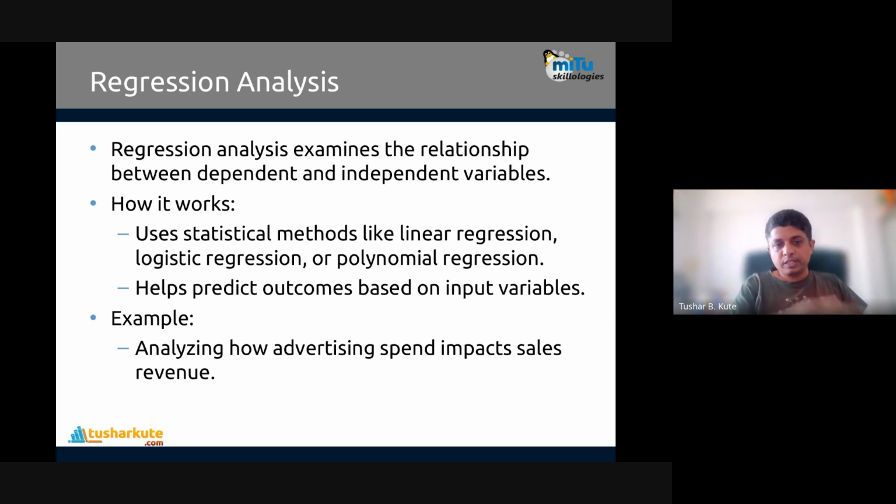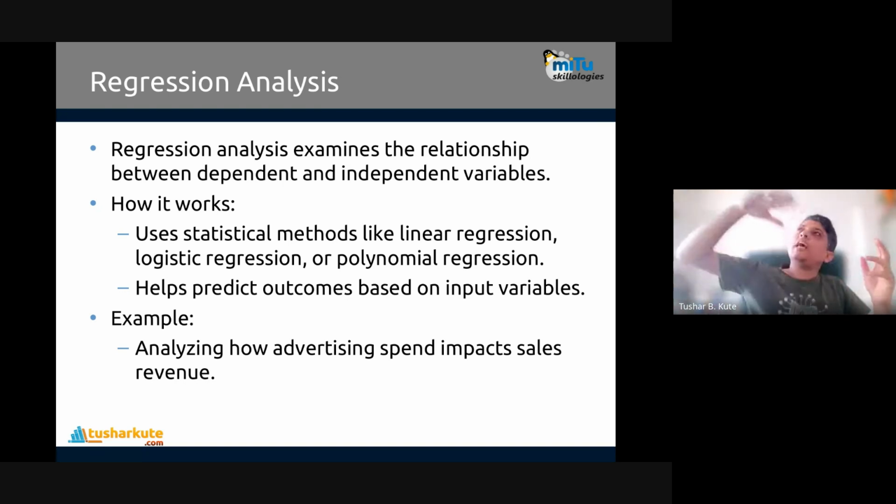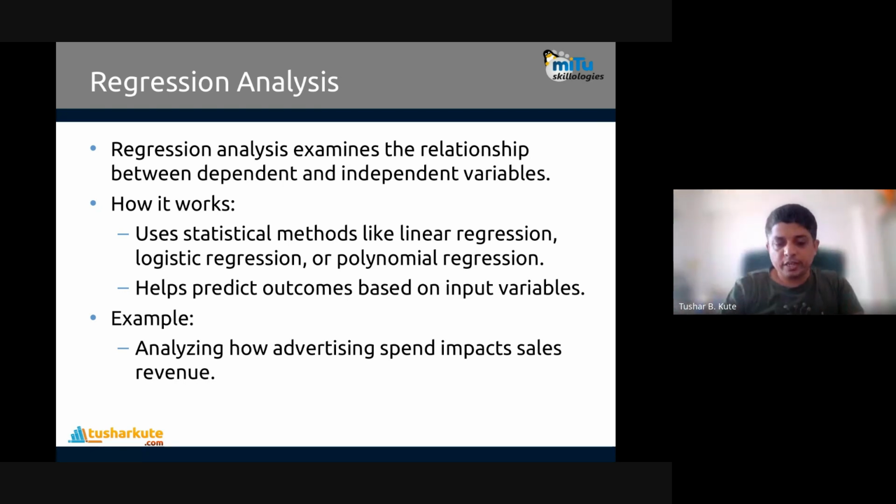Correct. So for example, analyzing how advertising spend impacts sales revenue. If advertising spend is larger, sales revenue will be larger. They are directly proportional to each other. That's it, that's regression analysis. When I plot them, I get a line on a plane. That is regression analysis.